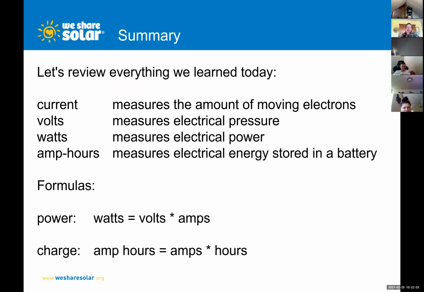I'll wrap it up right here with a little summary. Let's review everything we learned today. Current measures the amount of moving electrons. Volts measures electrical pressure. Watts measures electrical power. Amp hours measures electrical energy stored in a battery, which we also call the charge. And then we have two formulas. Watts equals volts times amps, and amp hours equals amps times hours, or current times time.